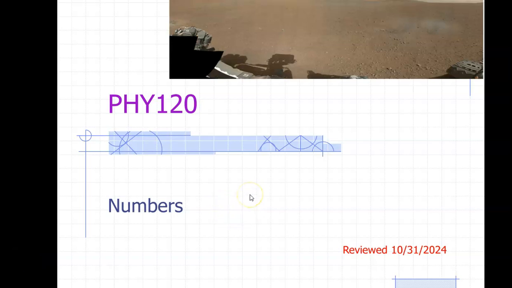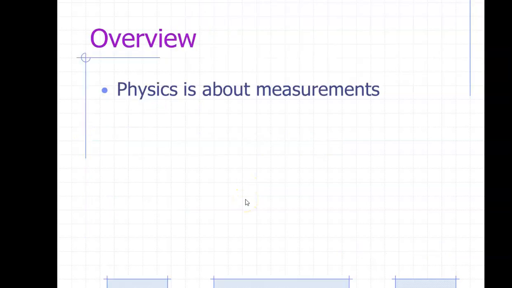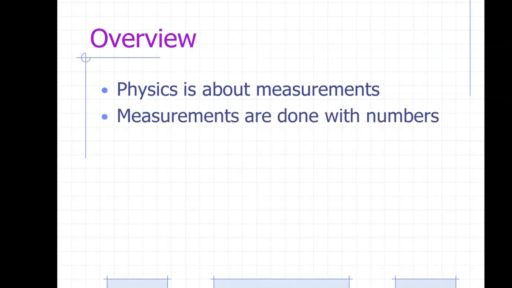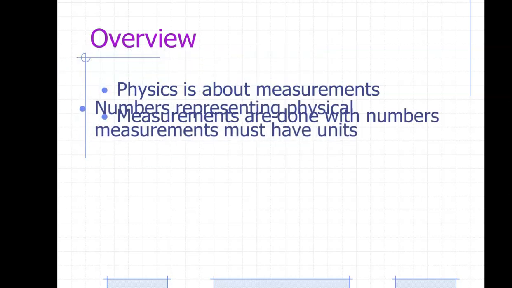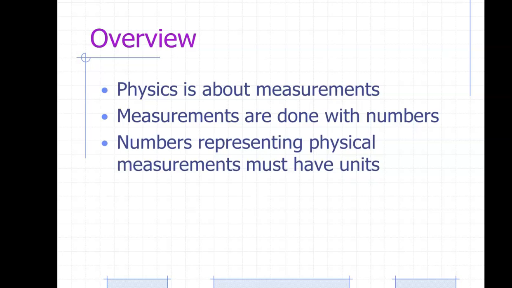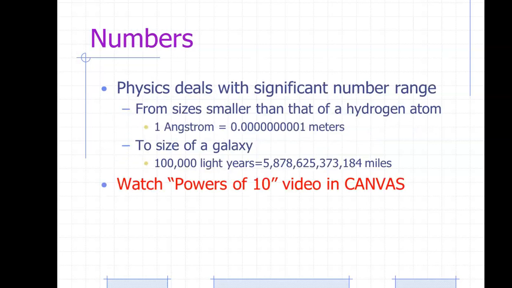Numbers play a fundamental role in the physical sciences, particularly physics. So let's talk about how we want to write our numbers throughout this semester. Physics is about measurement. Measurements are done with numbers. Numbers represent physical measurements, so they must have units.